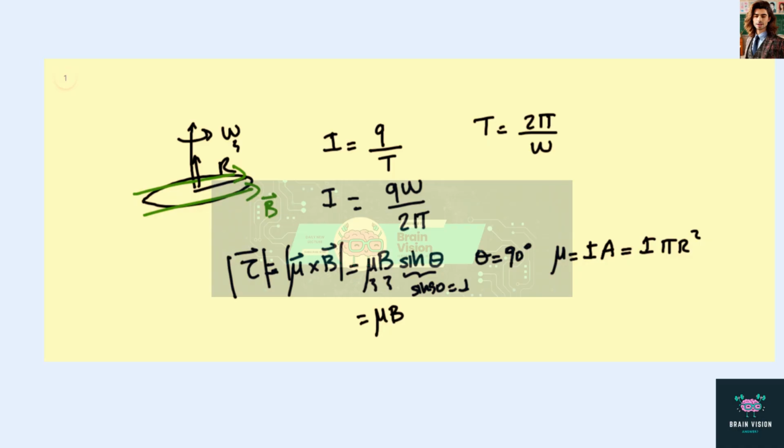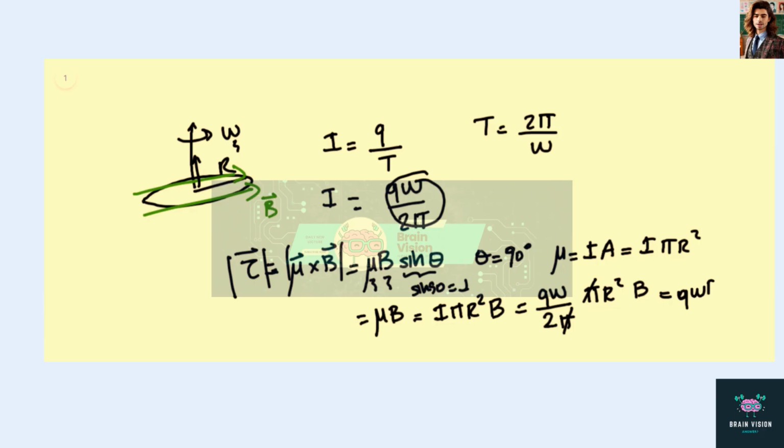It's going to be simply mu times B, the magnitude of the torque. If we substitute for mu, it is going to be equal to I times pi r squared times B for torque. We also know what I is, so let's use this equation too: Q omega over 2 pi times pi r squared times B. The pi's are going to cancel out. We're going to have Q omega B r squared over 2 for our torque.